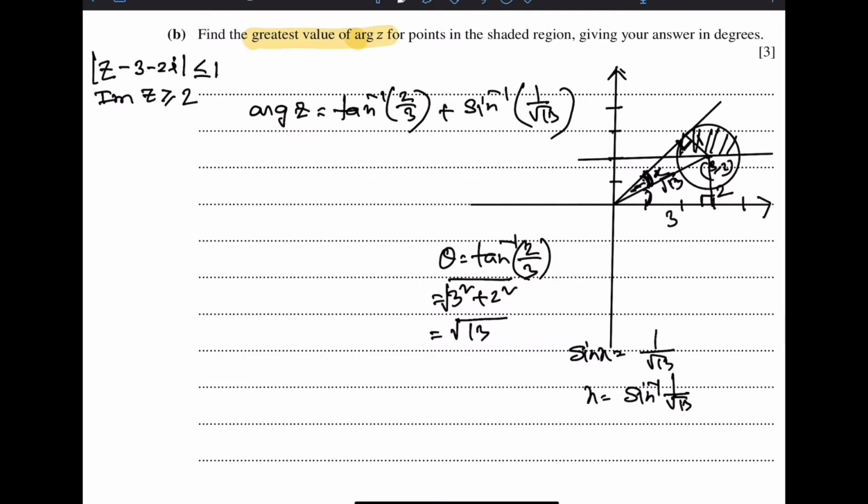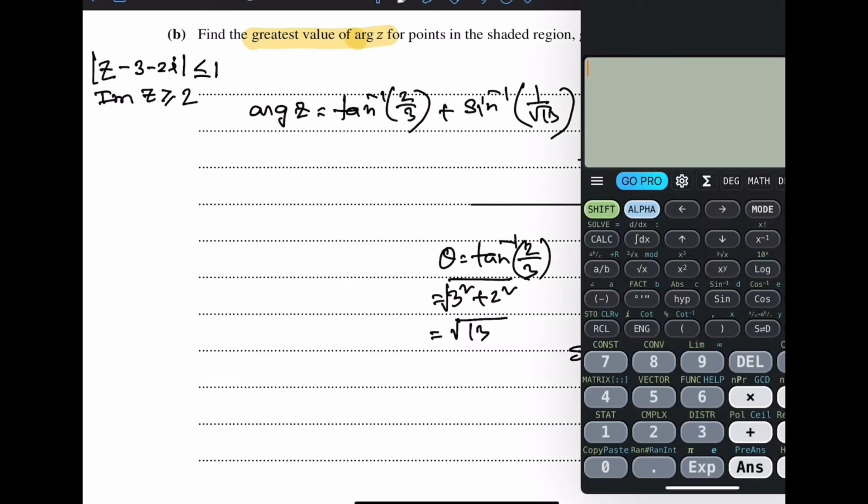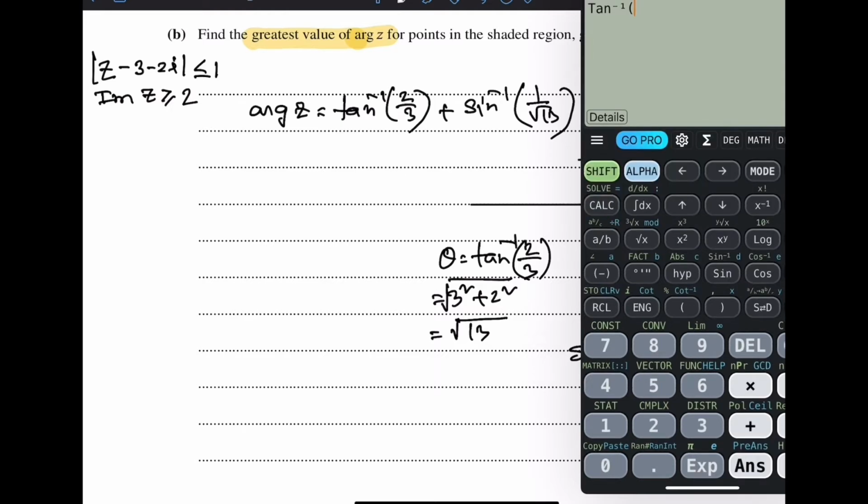Now let me use the calculator. Shift tan 2 over 3, close the bracket, plus shift sin 1 over root 13. Now the final answer becomes arg z equals 49.8 degrees.